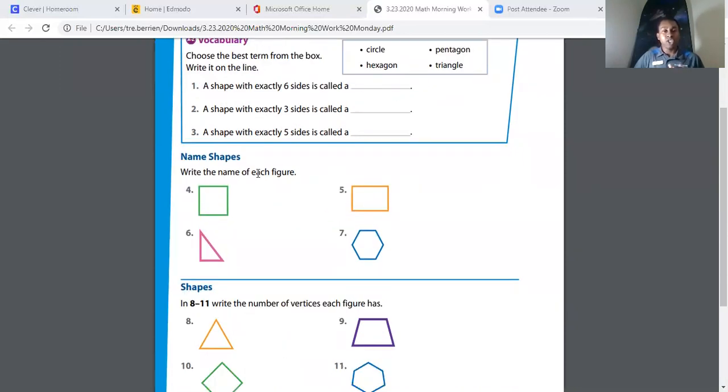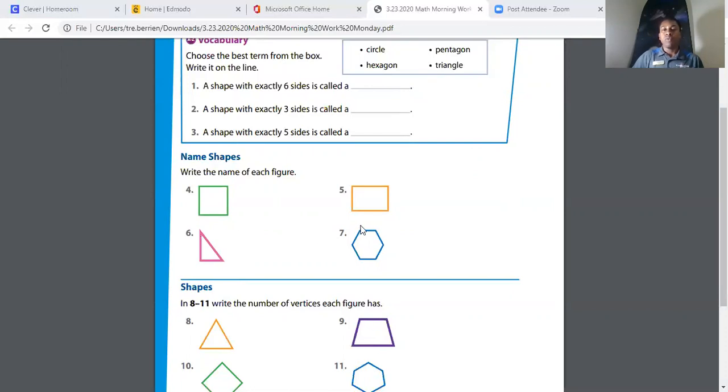Now moving on to the next section, name shapes. So very simple, just literally naming the shapes. It says write the name of each figure. Number 4, we know exactly what that is off the top of our head. It's a square. Number 5, similar to number 4, with different rules and attributes that we'll get to later when we talk about quadrilaterals. Number 5 is definitely a rectangle. So number 5 is a rectangle. Number 4 is a square. Okay. Now moving to number 6, it's a little different, but it's something that we're used to seeing, and it's a triangle, a 3-sided figure. We know what that is.